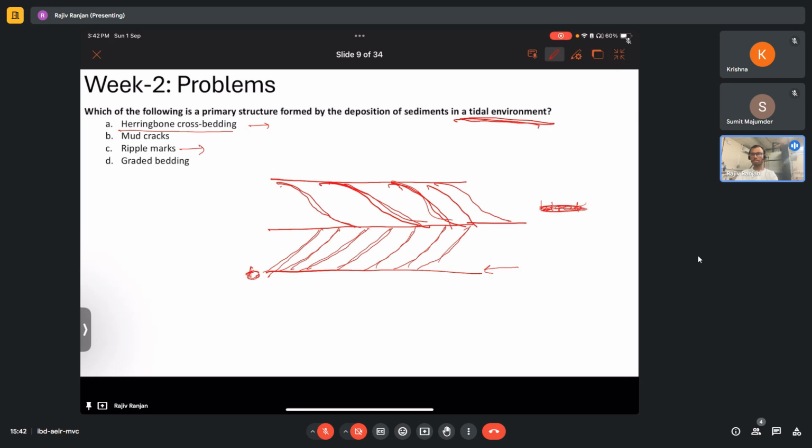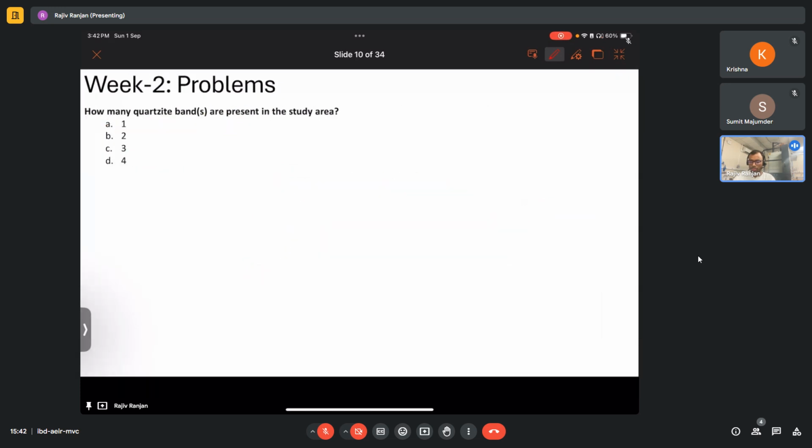So what happens, we know tide. Now I can hear you. So in a tidal environment, the flow changes after some time. We know tides change. So that is why this herringbone cross bedding forms due to the changes in the movement of the direction. Graded bedding is not related to tidal bedding. Mud cracks are not related. Ripple marks are not related to tidal environment. So tidal environment is very famous for herringbone cross bedding.